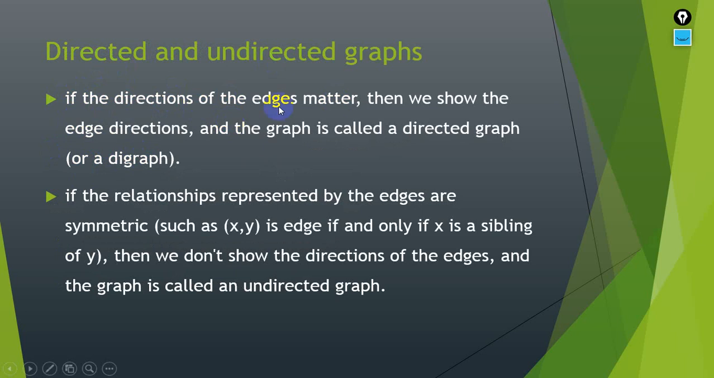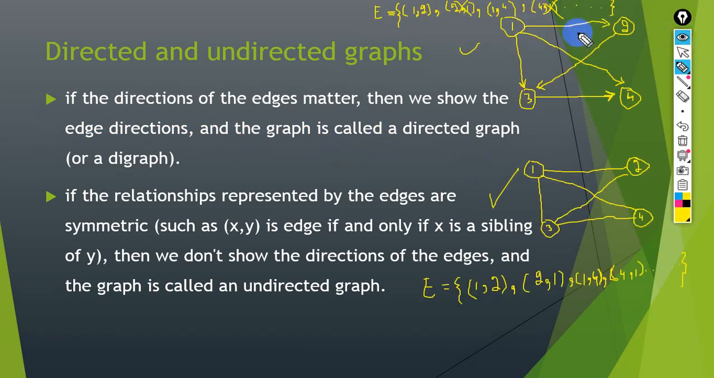If the direction of the edges matters, then we show the edge directions and the graph is called a directed graph. اینجا ما گفتم که اگر edges مهم باشه، direction مهم است، باز ما با یک ایرو represent میکنیم هر edge. این edges که ما با arrow represent میکنیم، او رو ما directed graph میگیم یا in short digraph. digraph یا directed graph.